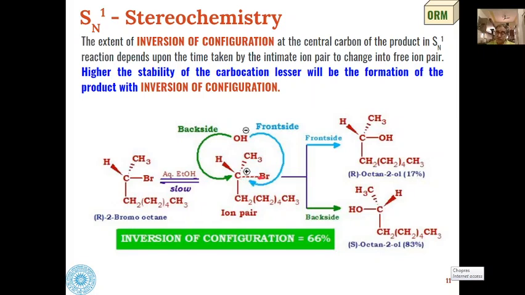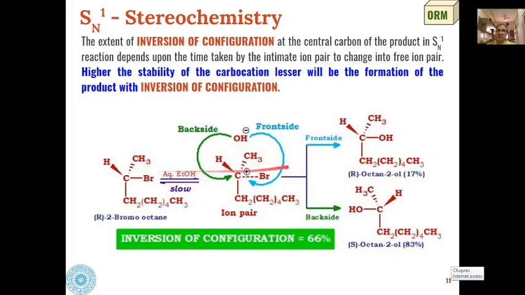So during this time, when this has not been completely removed from this carbocation, the more of attack from the back side is possible, right? And less of the attack from the front side is possible. And equal attack from back side and front side will only be possible when this bromide is removed from the carbocation. That is, when intimate ion pair changes into free ion pair.